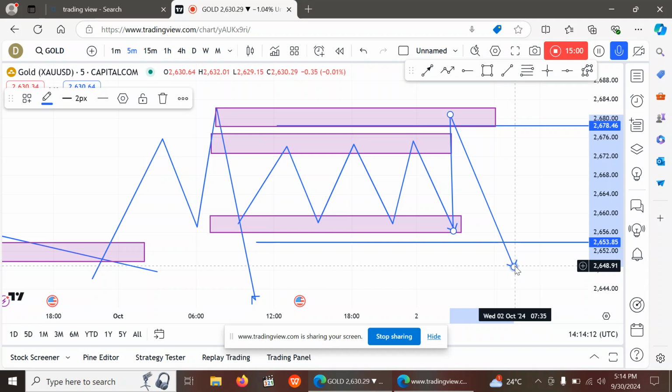Listen well. Three things. The first, the market is ever seeking liquidity. The second, the market is ever rebalancing inefficiency. That is the third thing. That's what the market is ever doing. The market does not care about our points of interest.